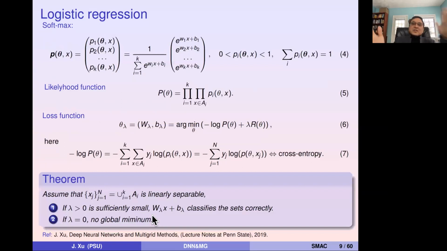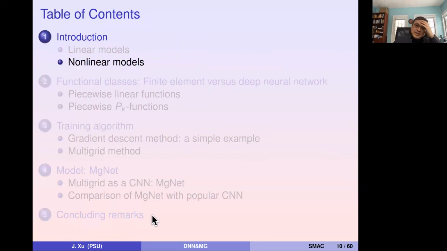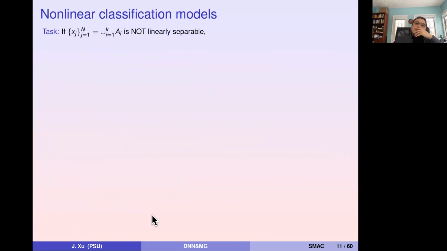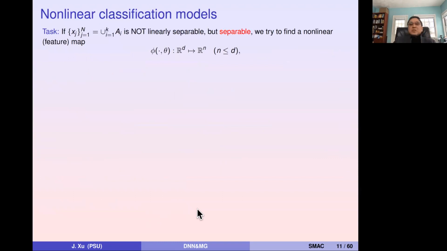Now, of course, these dogs, cats, and rabbits are not linearly separable. For the nonlinear model, we call this nonlinear separable. You find a mapping, which you may call feature extraction, that maps the image, in R^D, to hopefully a lower dimensional space, such that the images of the sets are linearly separable.